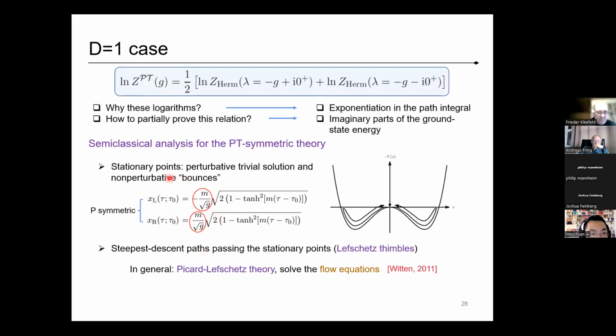And then once we know the stationary points, we still have to determine the steepest descent paths passing the stationary points. For a path integral, we usually call all the steepest descent paths passing a stationary point a Lefschetz thimble. And the general theory to determine a Lefschetz thimble is called Picard-Lefschetz theory. In the very general case, we have to solve the so-called flow equations. But in our case, it is much simpler, and we do not need to really use Picard-Lefschetz theory.